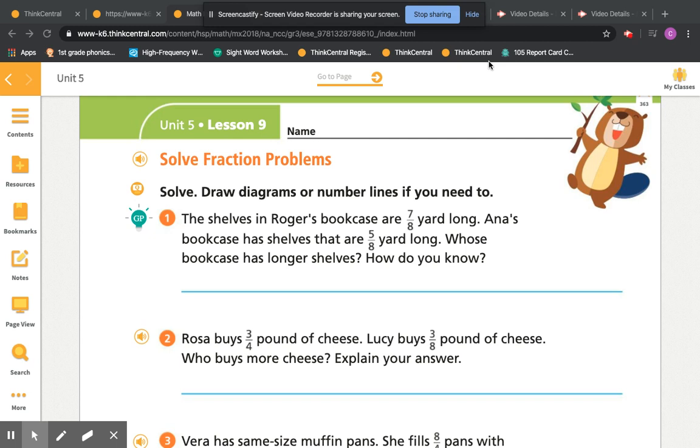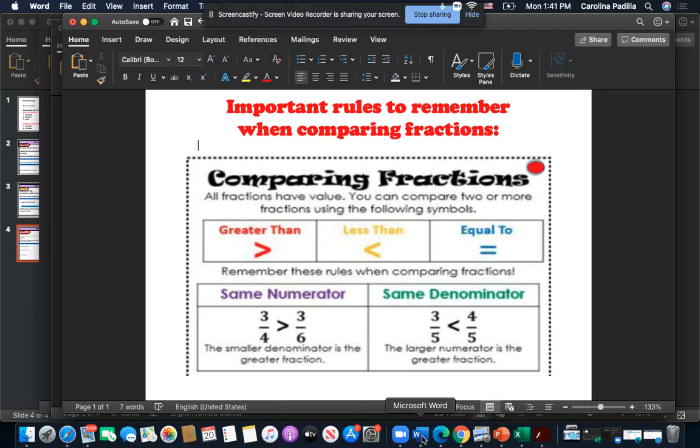Hello students! Today I'm going to be helping you with your math assignment on page 339. But before we do that, I want to go over some important rules to remember when comparing fractions.